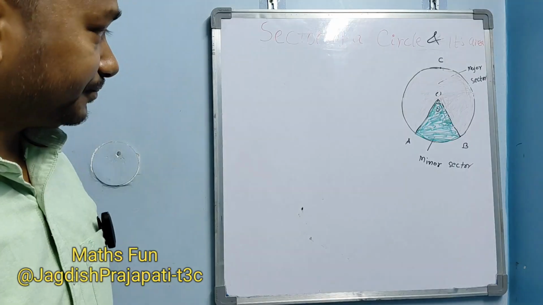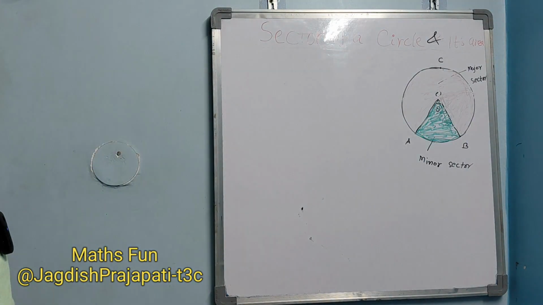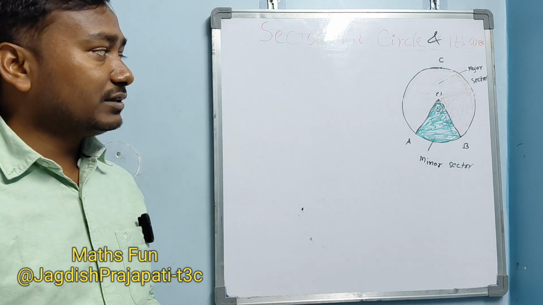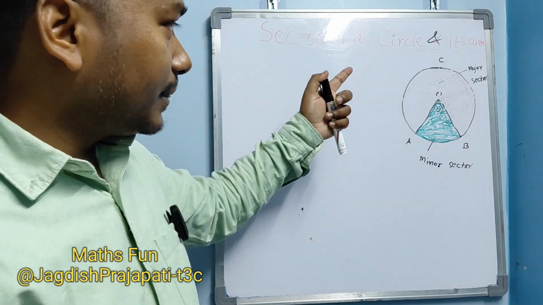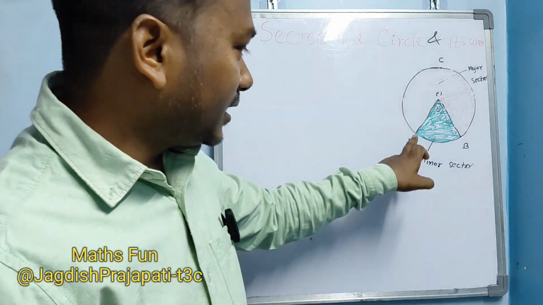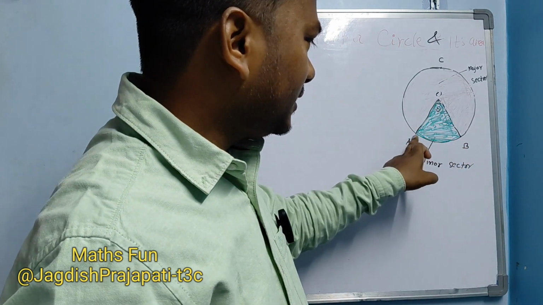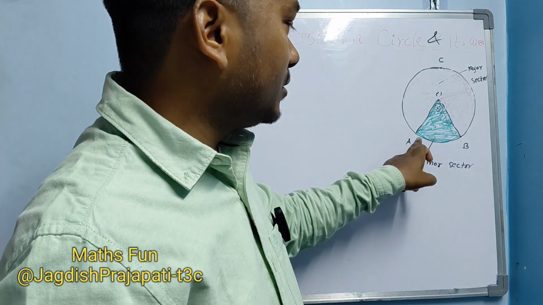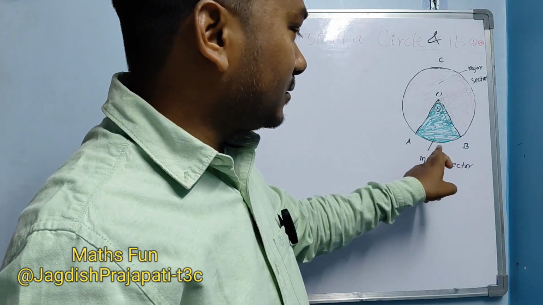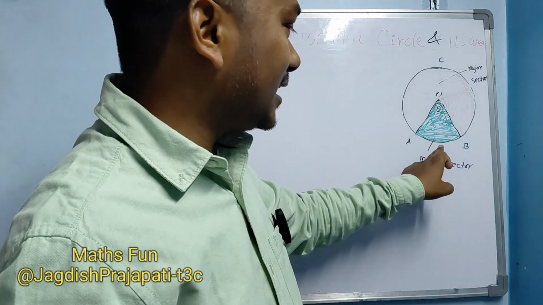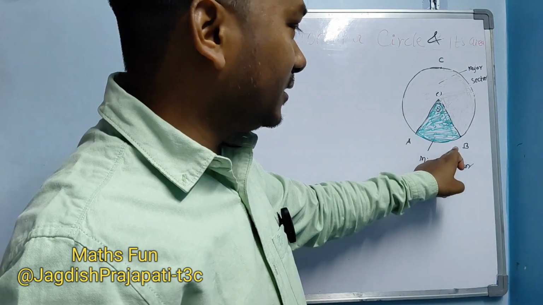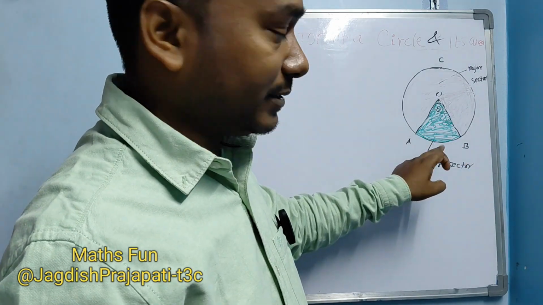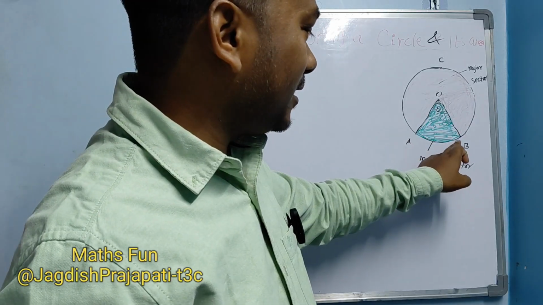Now let us come to the point. See, this AB is an arc, and so the perimeter, you can say perimeter or arc length. This is the arc length, okay, not perimeter. So you can say that this is the arc length.